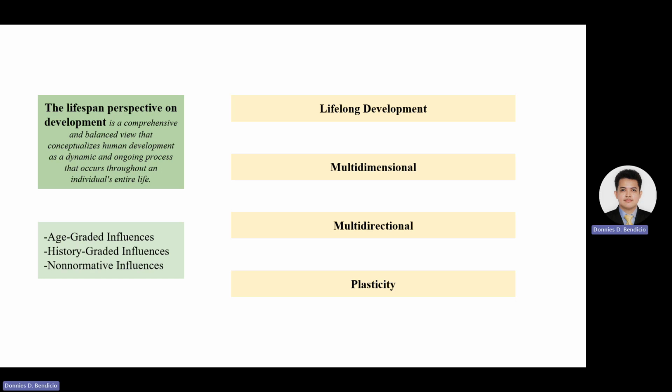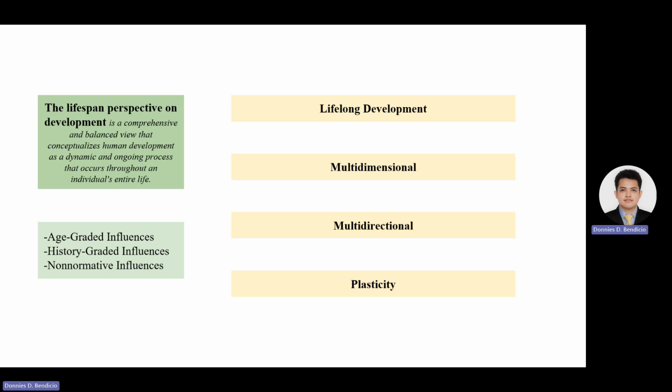And lastly, plasticity. Human development is plastic, meaning that it remains open to change throughout life. Individuals can adapt, learn, and develop new skills or change existing ones based on their experiences and environmental influences. This plasticity emphasizes the potential for growth and improvement at any age.